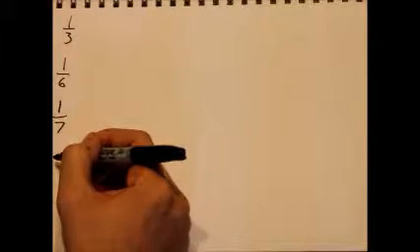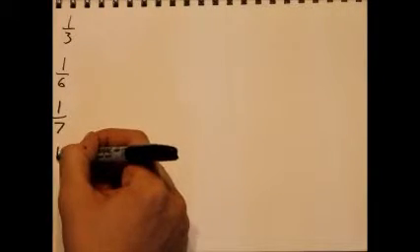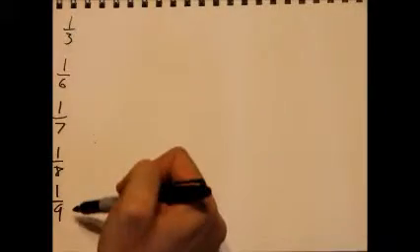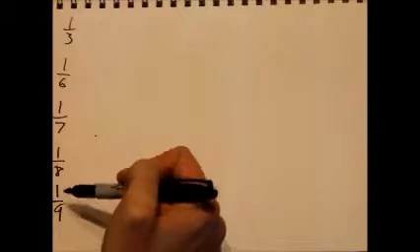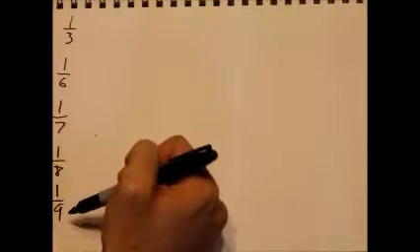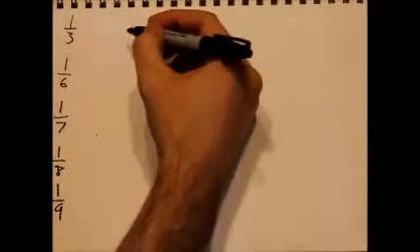1/6, 6 can't be multiplied to get to 100. 1/7, 1/8, 1/9. All these denominators won't go into 100 evenly, so we need to figure out a new method of turning those fractions into decimals. So here's what we're going to do.